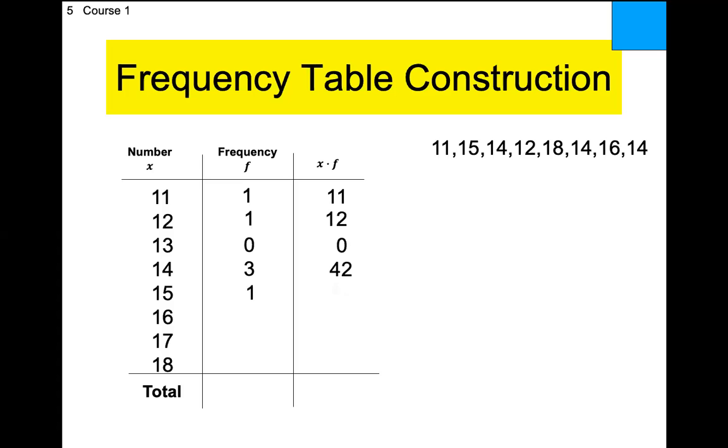There is 1 15. We like that. There's 1 16. We also like that because it's easy math, right? 16 times 1. There are no 17s. Okay, we really like that one. That was easy. And what, 1 18?